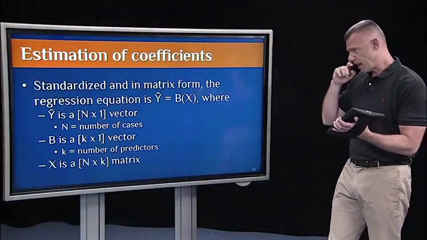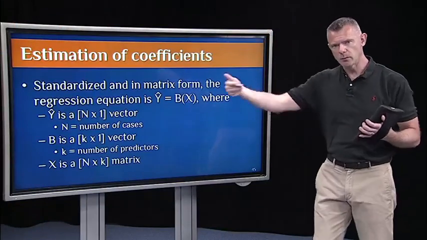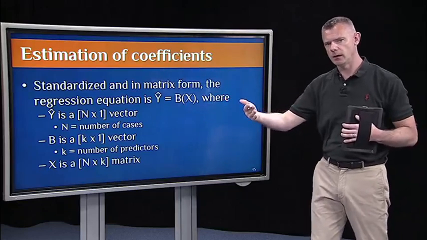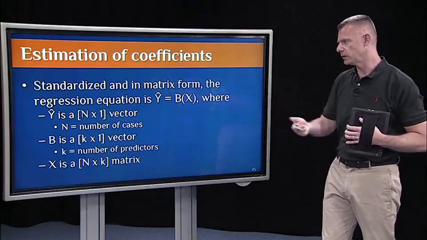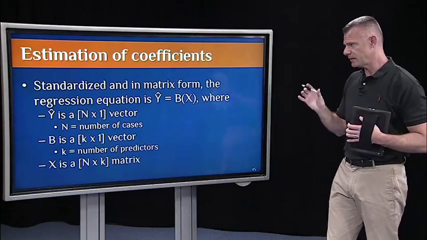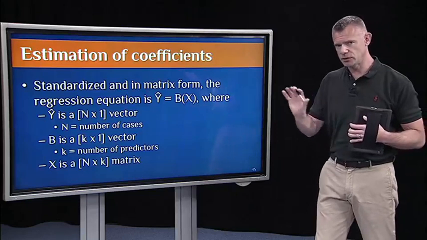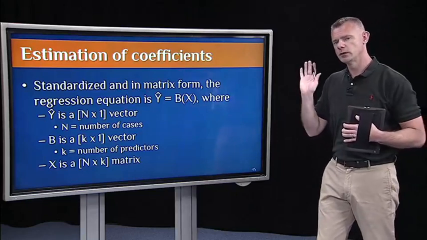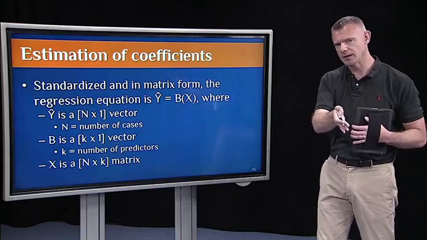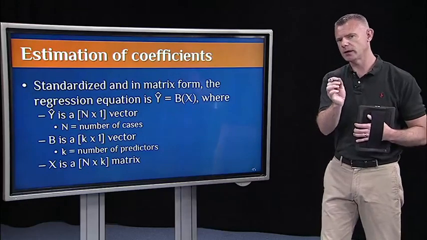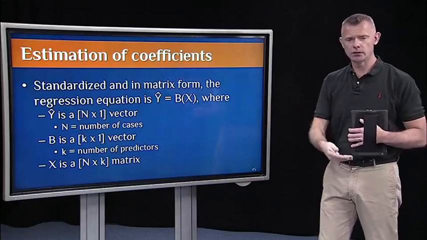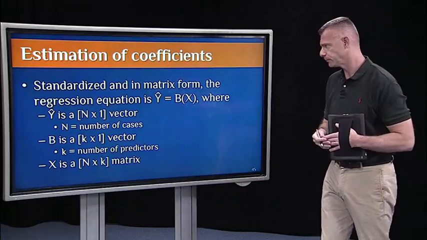But how do we do that when we have multiple predictors in the model? We have to solve for multiple regression coefficients at once. Well, we do that through matrix algebra. To make this a little simpler, I'm going to do this in standardized form. What that means is we can take out the regression constant. Assume the regression constant is 0, so the predicted score on y when all x's are 0 is 0. So we can just drop that out of the equation.